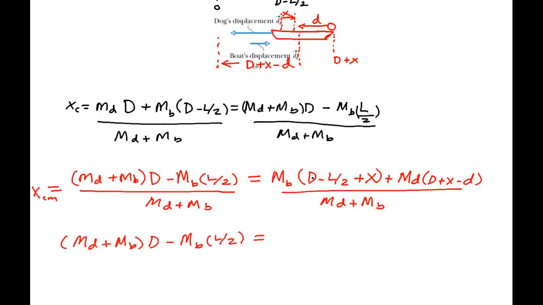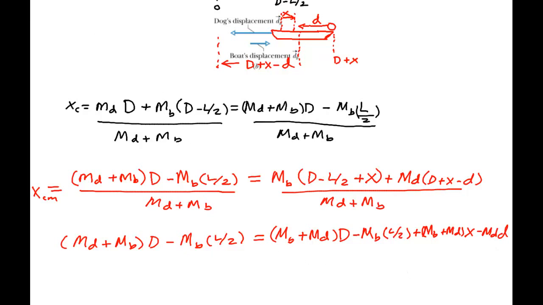Over here I have an MBD and an MDD. So that would be MB plus MD, the dog, times big D. I have a minus MBL over 2. I have an MBX, and I have an MDX, so MB plus MD times X. And then I have minus MD times D.